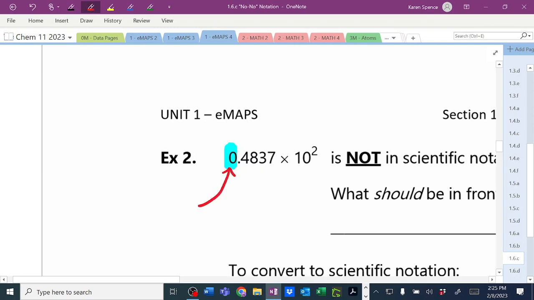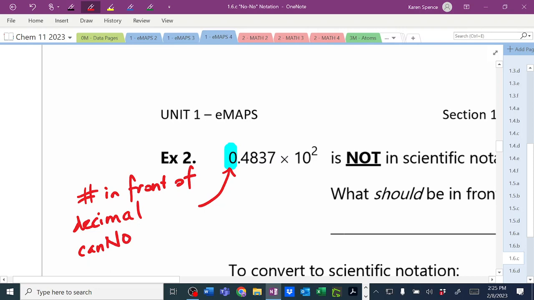That can't be a 0 in scientific notation. The number in front of the decimal cannot be a 0 in scientific notation. That's my little abbreviation for scientific notation. Sci, and then NOT with a little N at the top, scientific notation.